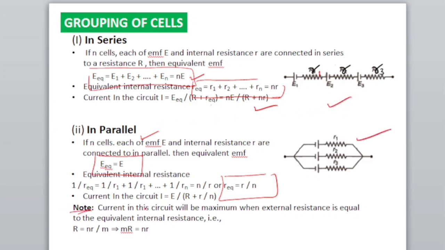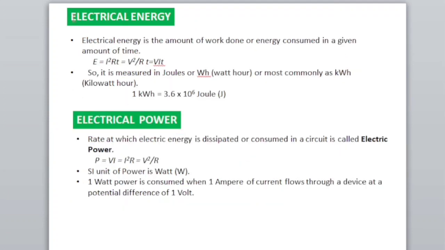One important point: the current in the circuit will be maximum. This may generally be asked as MCQ type questions. The current in a circuit is maximum when the external resistance is equal to the equivalent internal resistance. In that case, current is maximum in the circuit. After this, next is electrical energy and electrical power.